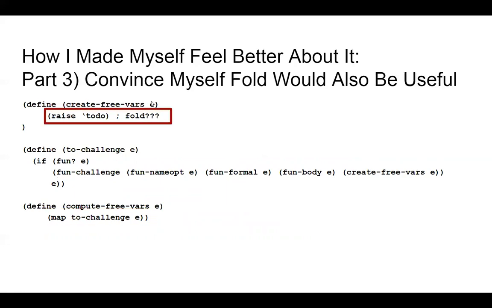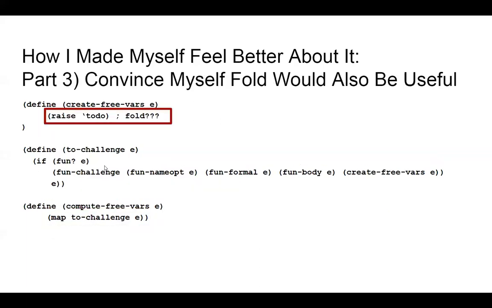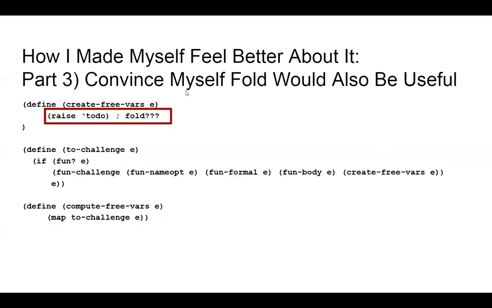And that leads me to part three, which is convincing myself that create free variables, which is the real challenge, is why I felt okay with providing you with map. The specifics are in create free variables. I could convince myself that this would be good for fold, right? So let's talk about this specifically. There are some realities about fold. The order required is really specific for create free variables.